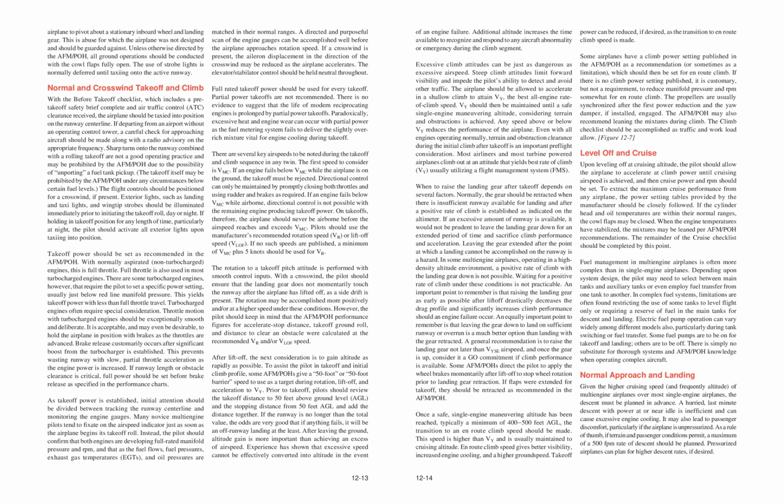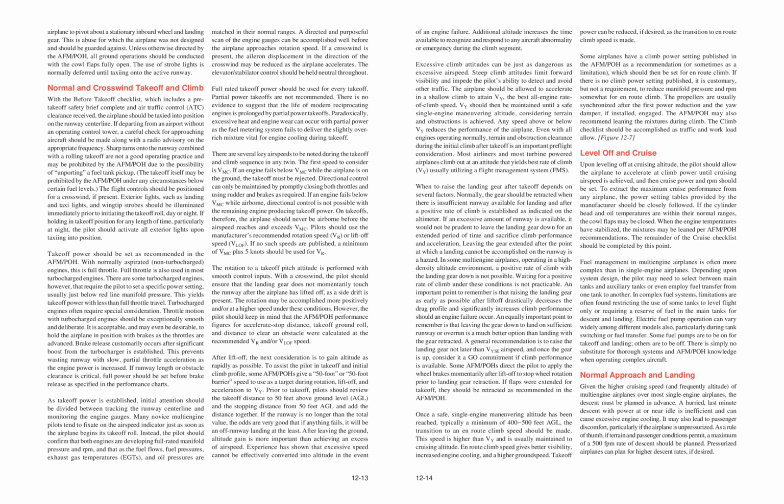Fuel management in multi-engine airplanes is often more complex than in single-engine airplanes. Depending upon system design, the pilot may need to select between main tanks and auxiliary tanks or even employ fuel transfer from one tank to another. In complex fuel systems, limitations are often found restricting the use of some tanks to level flight only or requiring a reserve of fuel in the main tanks for descent and landing. Electric fuel pump operation can vary widely among different models also, particularly during tank switching or fuel transfer. Some fuel pumps are to be on for takeoff and landing, others are to be off. There is simply no substitute for thorough systems and AFM/POH knowledge when operating complex aircraft.